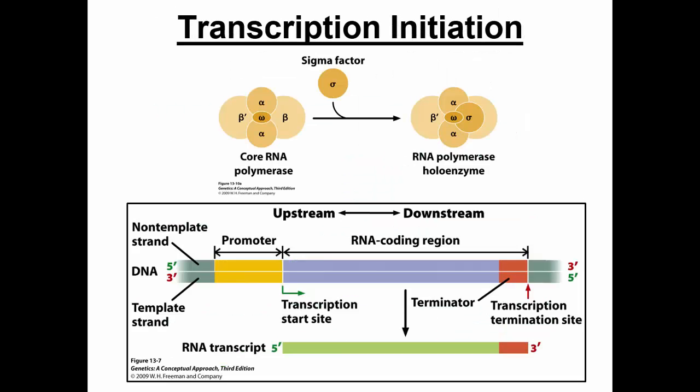Transcription initiation in prokaryotes happens via this mechanism. You can see that here's our gene, called an RNA coding region. Just upstream of the gene, we have something called the promoter. If you recall, the promoter is a sequence of DNA that says basically transcribe after me. The promoter itself is not transcribed, but right after the promoter we have the transcription start site. The template strand is the strand of the DNA that's going to be transcribed. The non-template strand is the one that's not being transcribed.